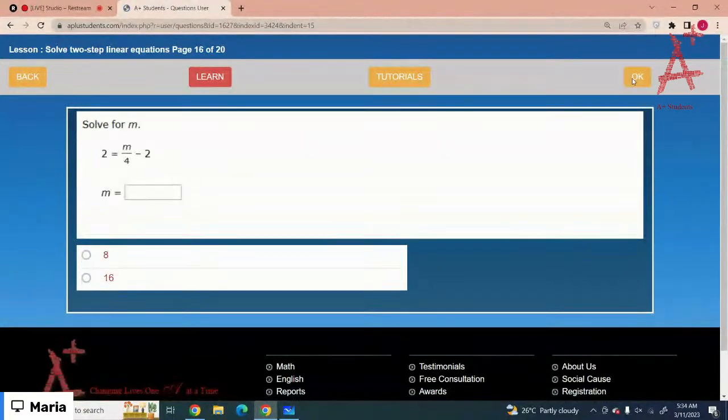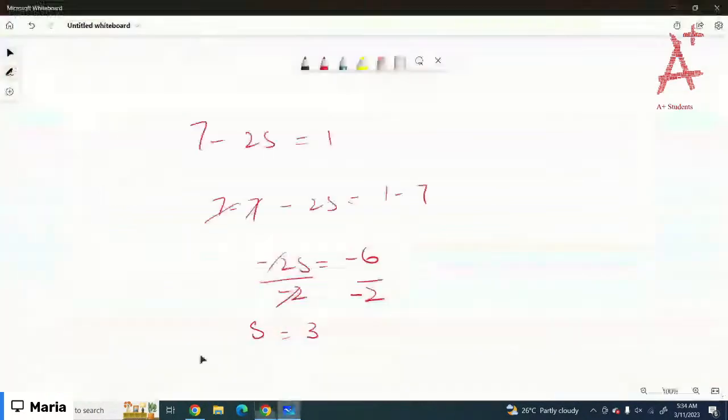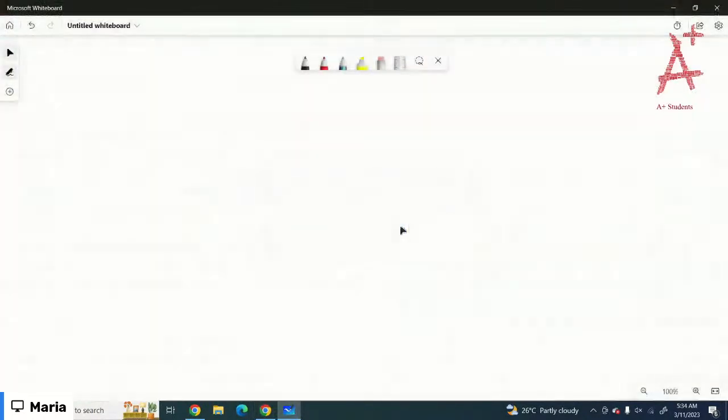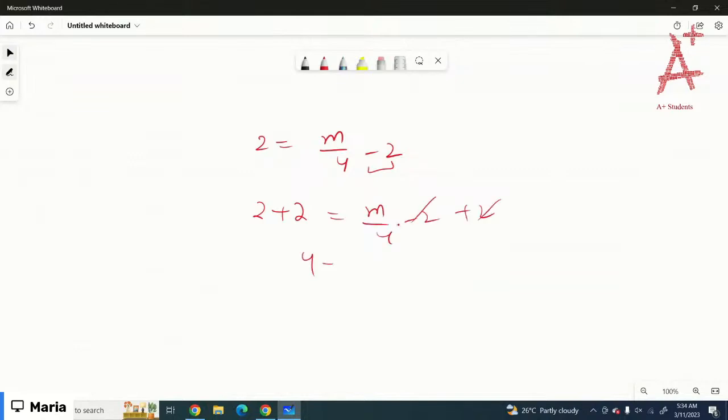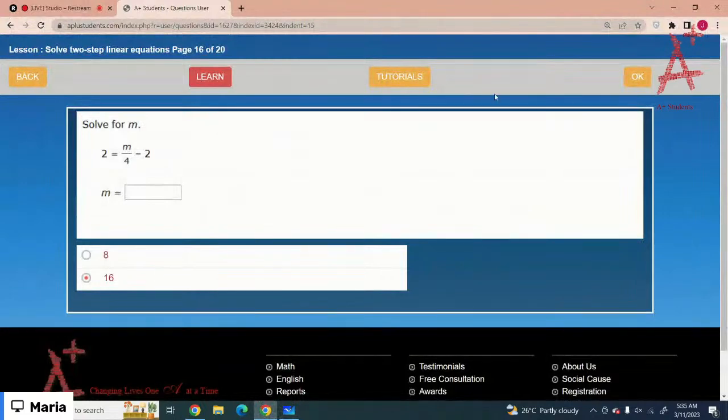Okay, the next one is 2 equals m over 4 minus 2. First of all, we have to remove that 2. So just add 2 to both sides. So 2 plus 2 is 4, and here you have m over 4. Now you have to remove that 4. So just multiply both sides by 4. 4 and 4 cancel out. So you are left with m equals 4 times 4, which is 16. Got it? So the correct option is m equals 16.